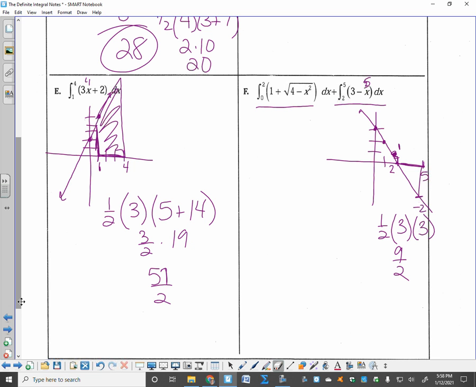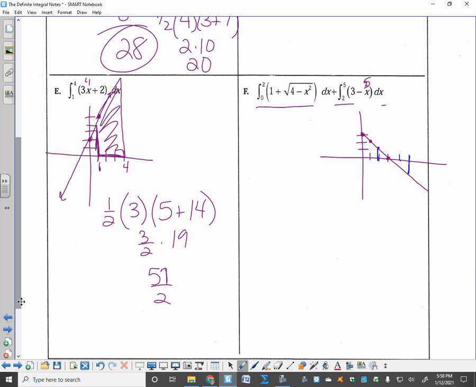So 9 over 2. I should have drawn that better. Let me draw that better for y'all. One, two, three. Down 1, right 1. Down 1, right 1. Down 1, right 1. Okay. And I'm going from 2. Oh, part of it's positive. See? And 1, 2, 3, 4, 5. Ooh, okay, I got to do this as 2 separate. Ooh, I'm glad I did that.